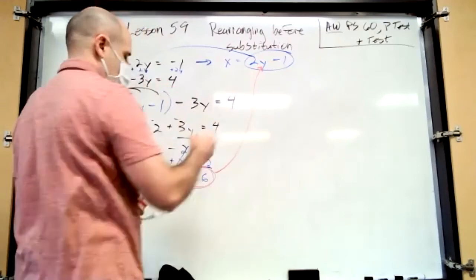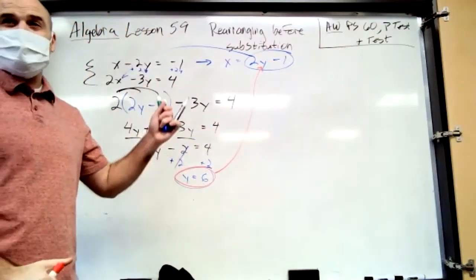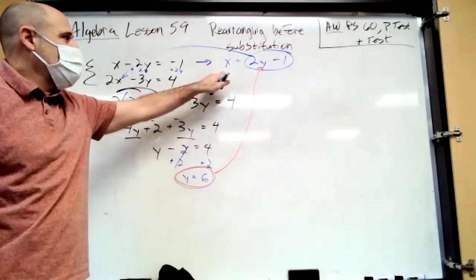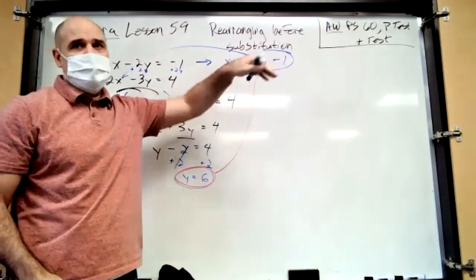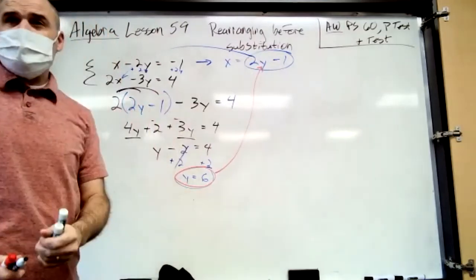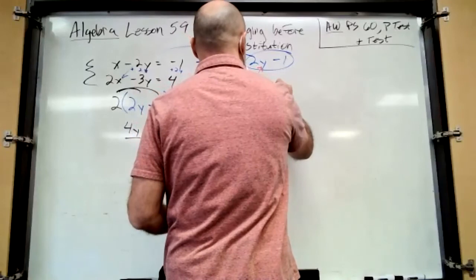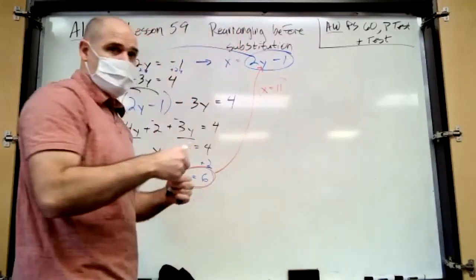There. So when you got that variable by itself, this is the best equation to find x, because if you can find y, you just have to double it and subtract 1. So double 6 and subtract 1, what do you get? 11. X equals 11.